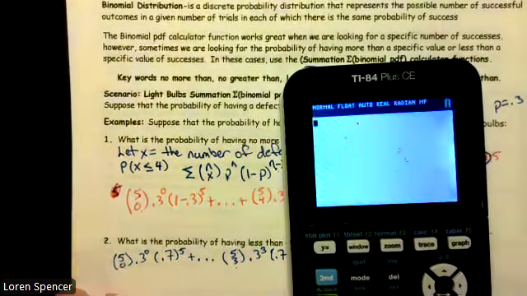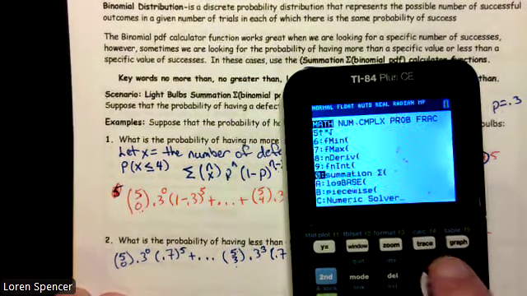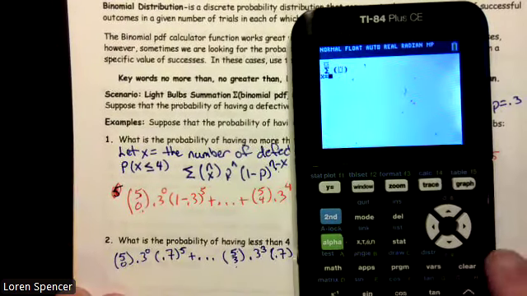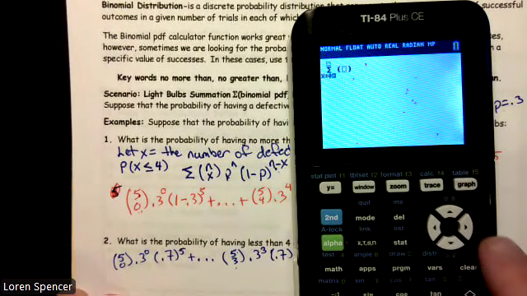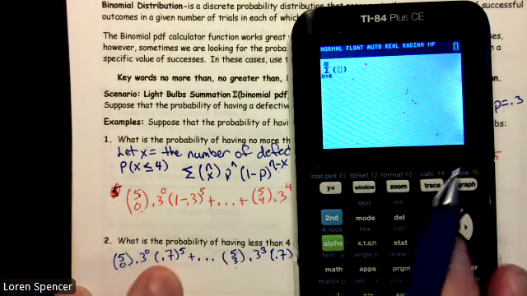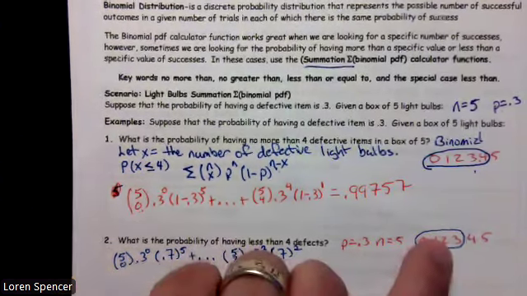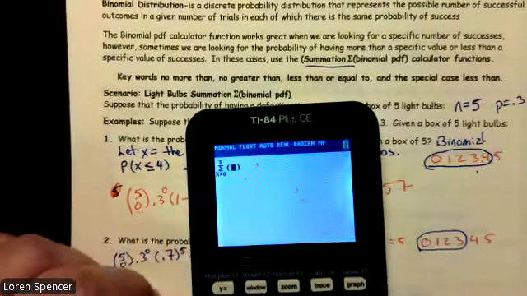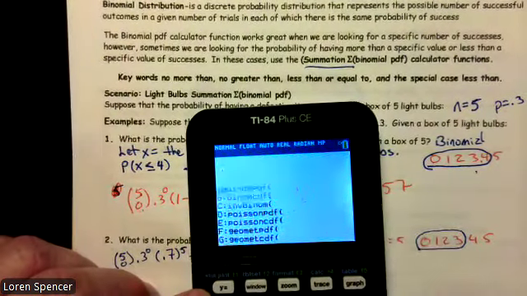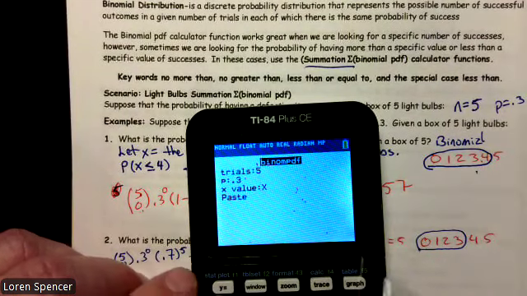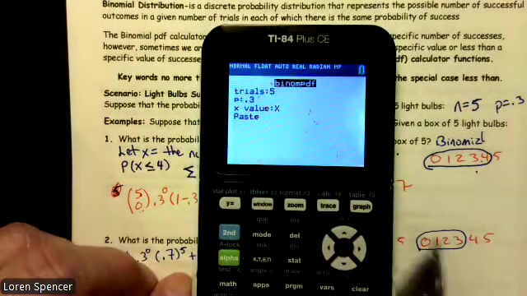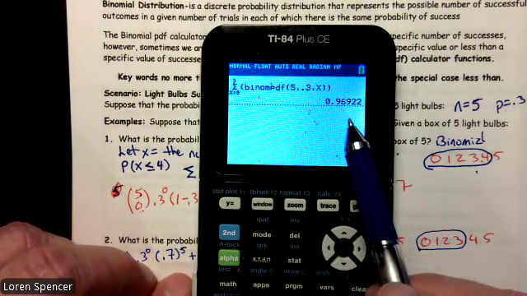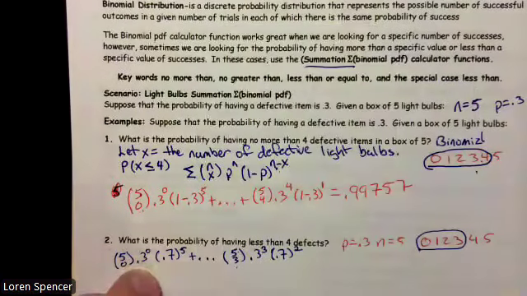Now I have to go to math, go to summation, press enter, and press X. My lowest value was still 0. I up arrow. My highest value I circled was 3. Arrow over, second vars, binomial PDF. 5, 0.3, and I already have X, but if you didn't remember, X is right here. We press X and press enter, and we get 0.96922.